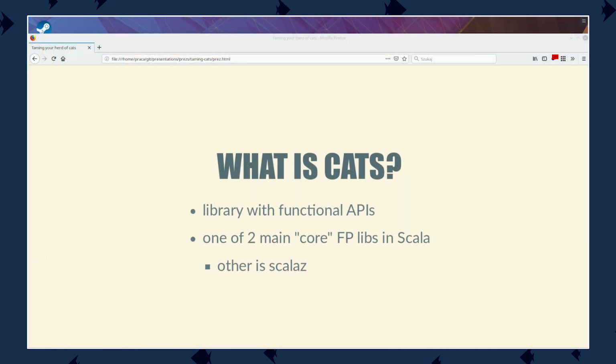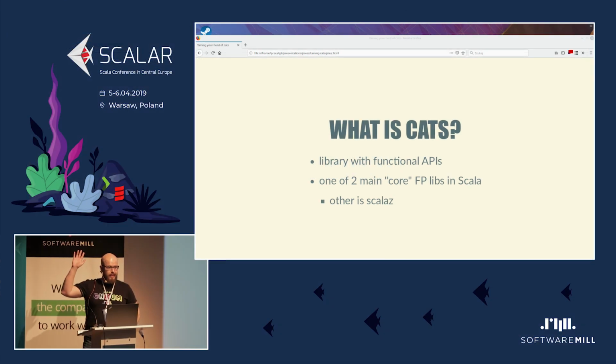So for starters, show of hands. Who of you uses the library cats regularly? Okay, quite a lot of people. Who uses Scalaz as well, or instead?